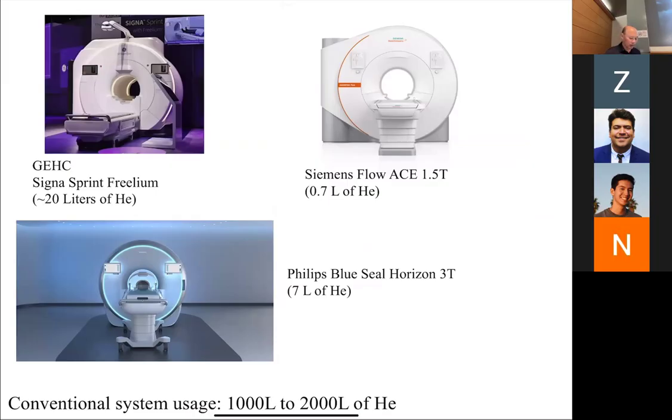The ones from GE and Siemens are 1.5 Tesla, and the one from Philips is not available in the US yet, and whether it'll be available or not is not clear, but I think it was just announced. There's a big conference going on right now in Chicago. You can see this uses only 0.7 liters of helium. This is 7 liters of helium, 20 liters of helium, as compared to a normal conventional magnet, which might be 1,000 to 2,000 liters of helium.